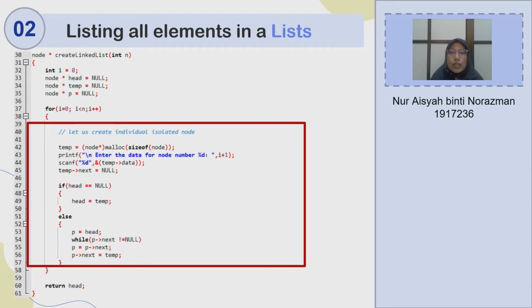Here we create an isolated node. You might think why there is an ampersand here when temp is already a pointer. It is because the ampersand is not for temp, but it is for temp arrow data, which means that it is for the data part on that node.